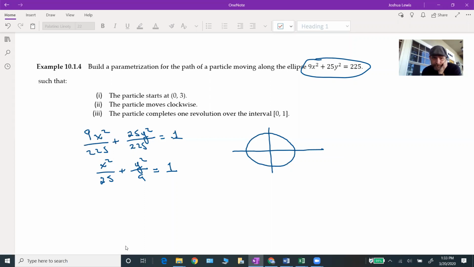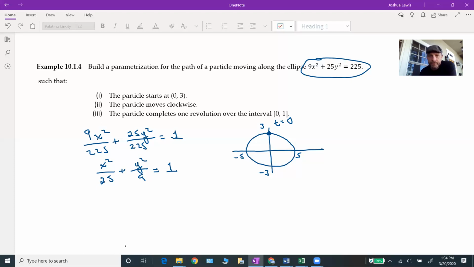Okay, so what this means is that that's going to be 5, -5, -3, and 3. Now, we want 0, 3 to be where it starts. So at time 0, we need this thing to be at 0, 3. Let's not worry about getting around one lap over the interval 0, 1. Let's just think about where we start and what direction we go.